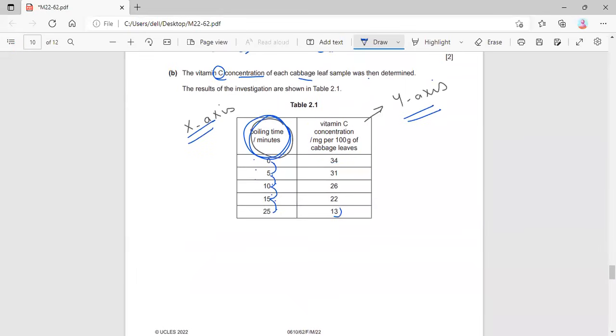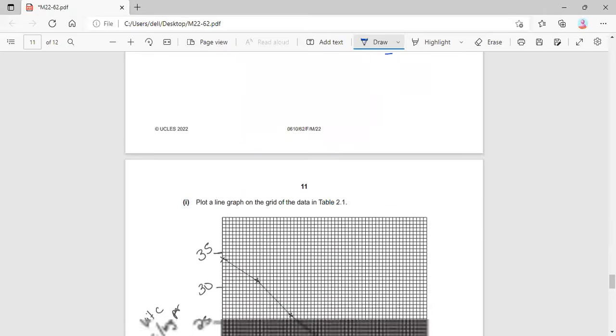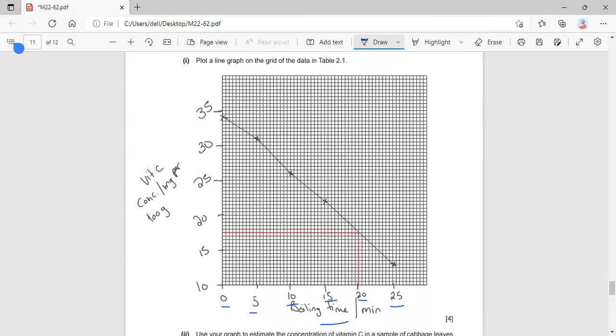What about the y-axis? I have from 13, the smallest number, to 34, the biggest number. So I need my scale to cover from 10 to 35. Do I need the numbers before 10? I don't need them, I don't have points before 10. This is why I started from 10 and went with an interval of 5: 10, 15, 20, 25, 30, 35.